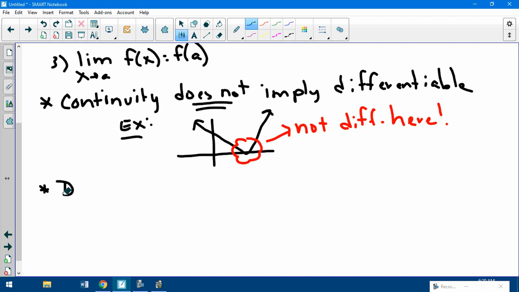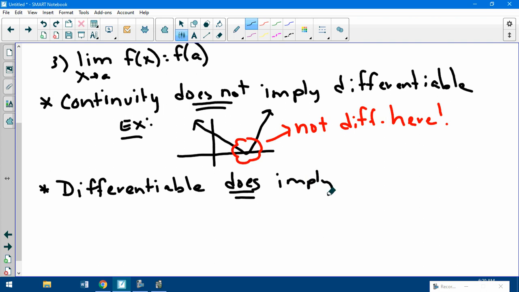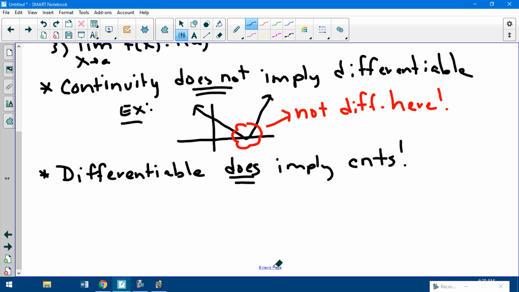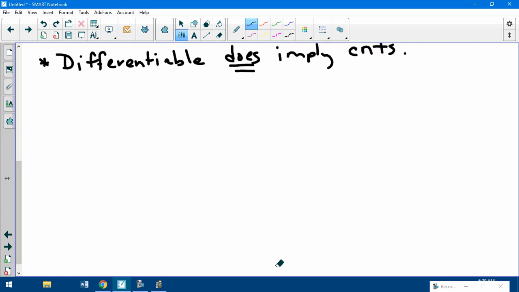The other way is true, though. If it is differentiable, differentiable does imply that it's got to be continuous. If you're able to take the derivative, the function's definitely continuous. Okay, I just got one example of continuity for you, and it's from the Barron's review. I'm not sure if it's a question you had to do or one like it, but just FYI, this is Barron's review, page 105, number 27.